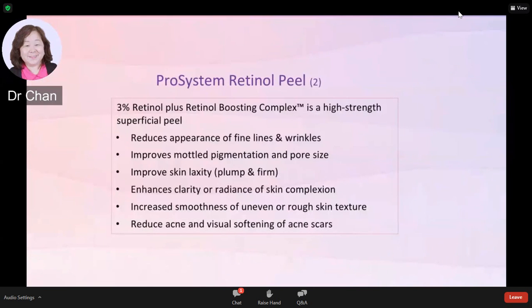What are the main benefits of Pro System Retinol Peel? It reduces the appearance of fine lines and wrinkles, and improves mottled pigmentation and pore size. It can also improve skin laxity. It enhances clarity and the radiance of the skin. It can increase smoothness of uneven or rough skin texture. It reduces acne and gives a visual softening of acne scars.